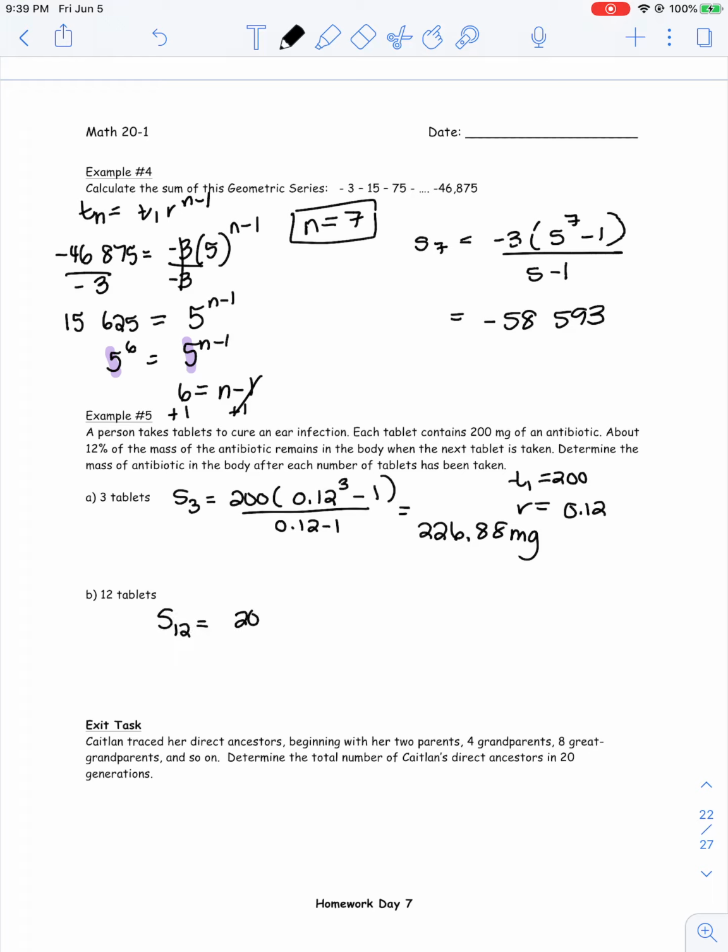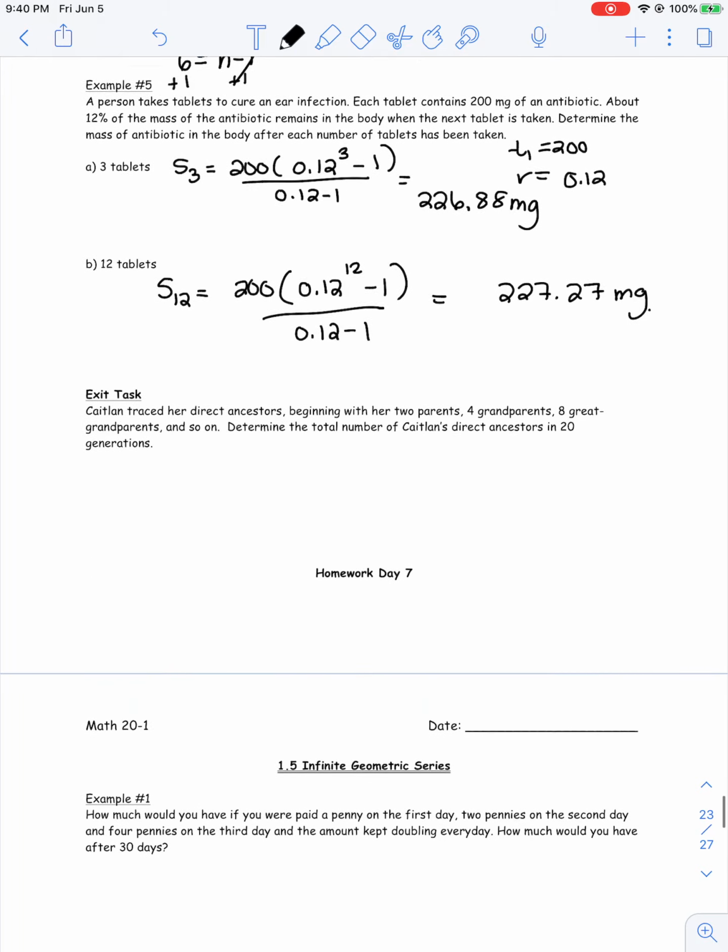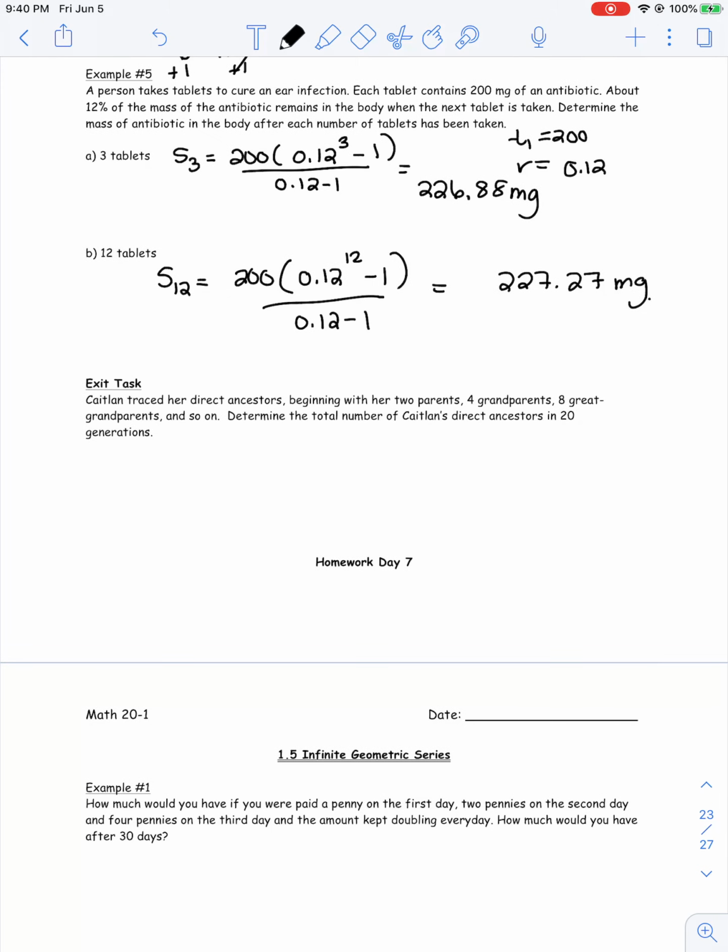And then the sum of 12 tablets. We have 200 still as our first term. We still have the same R value, but our N is now 12. So when we calculate this, we get 227.27 milligrams. So you'll notice that the amount isn't high. The reason being is that our body is ingesting a majority of the tablet and only leaving a small amount from the previous tablet, so it shouldn't increase too much as we take more tablets, which is good.